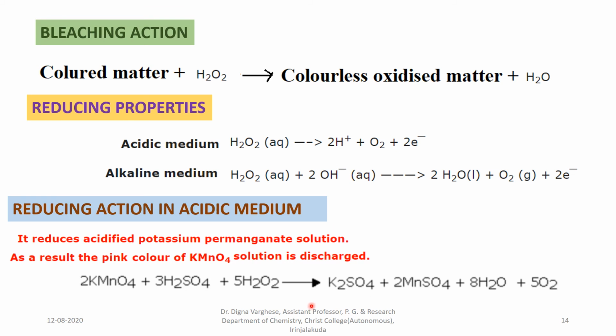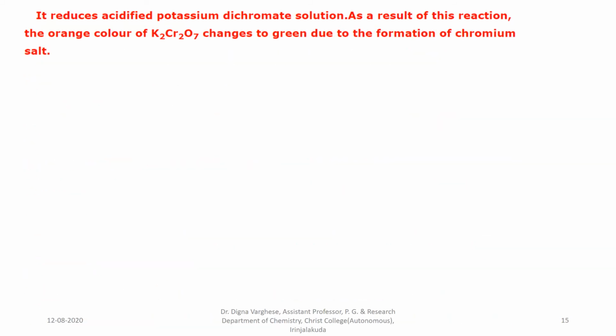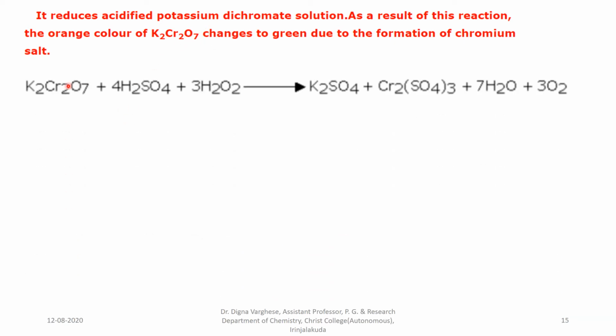Here the permanganate ion is reduced to manganese ion. Here manganese sulfate is formed. It reduces the acidified potassium dichromate solution. As a result of this reaction, the orange color of the potassium dichromate changes to green due to the formation of chromium sulfate salt.